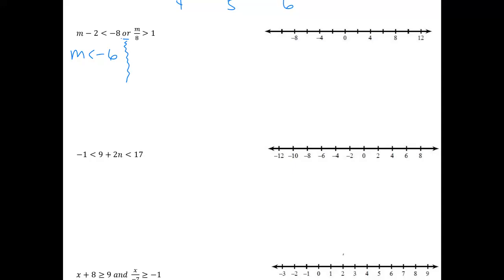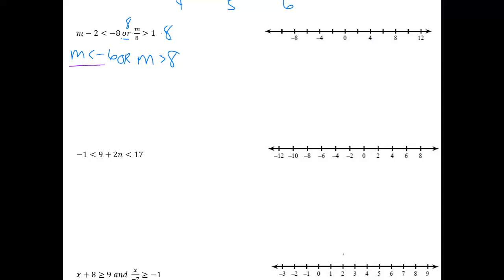Over on the right, remember with fractions, the easiest thing to do is multiply by the denominator to get rid of it. So I'm going to multiply by 8 on both sides. So we'll get m is greater than 8. And in this case, I'm going to get rid of this divider and put back in that this is an or problem. So m is less than negative 6, or m is greater than 8.